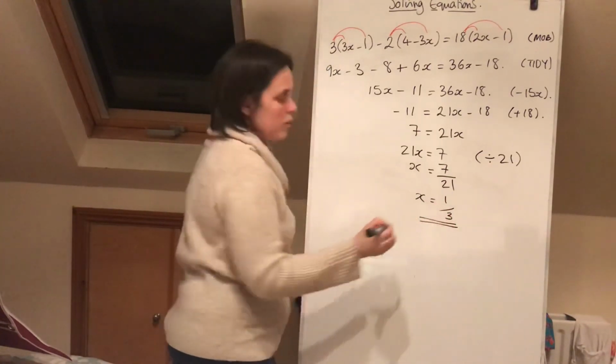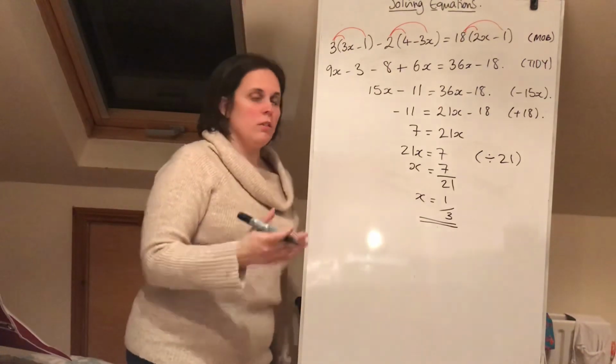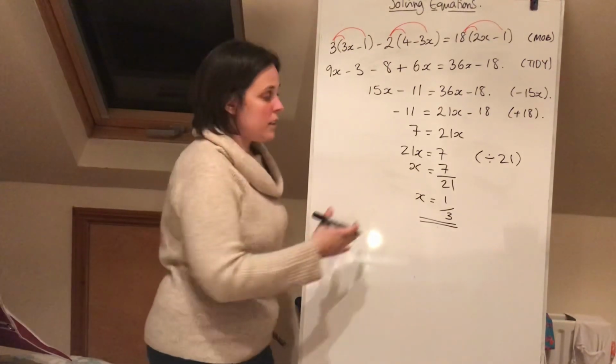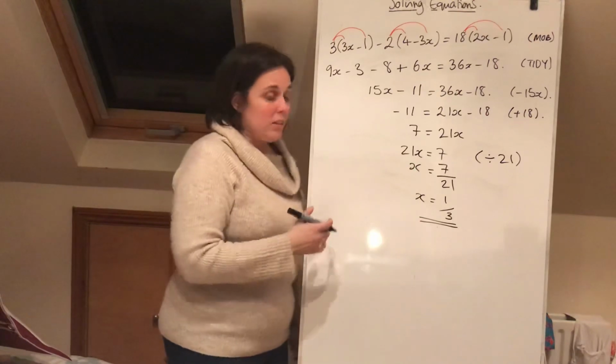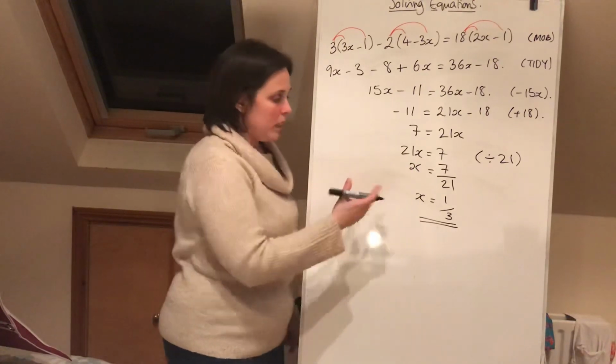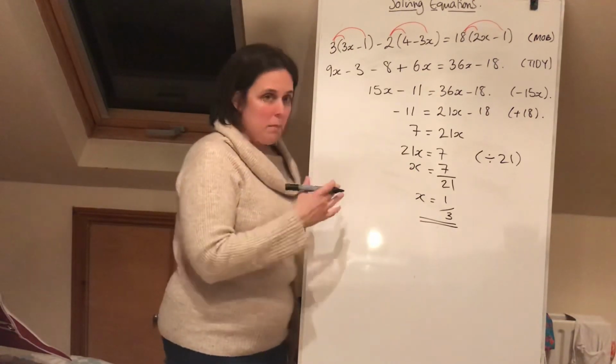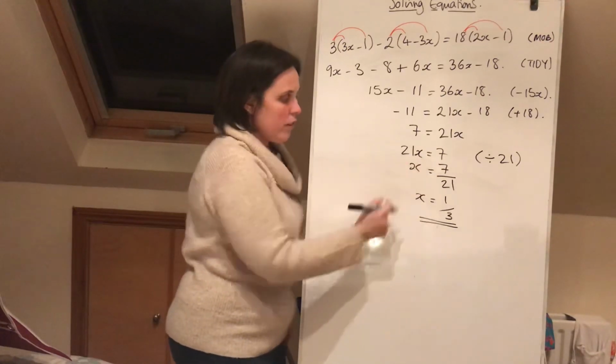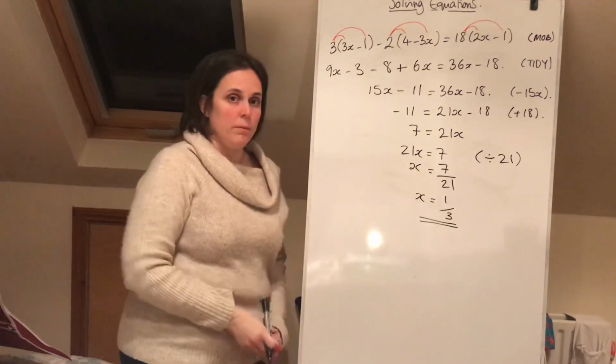Now yes, if you use your calculator you'll get 0.3 recurring, but we don't need to do that. This is actually more accurate, it's neater, and it's the best answer. So don't panic if it doesn't go, just do a fraction bar and see if you can cancel it down. Okay.